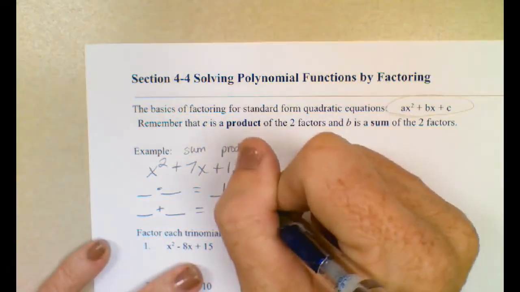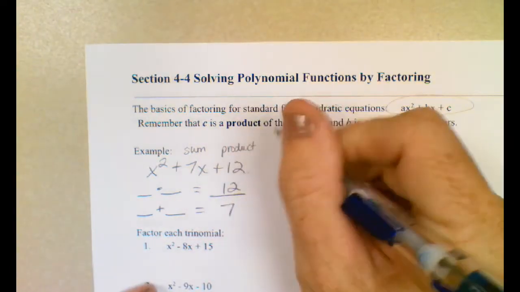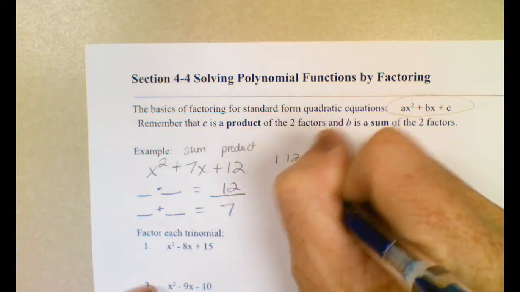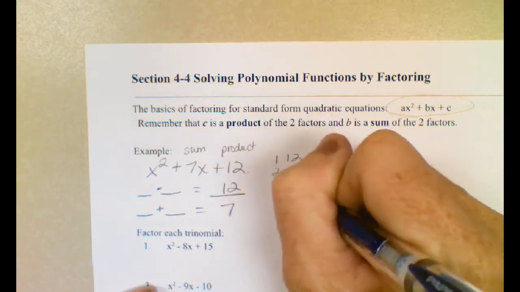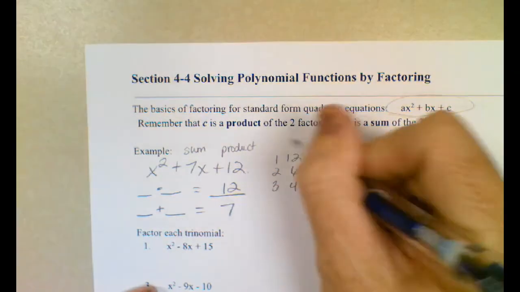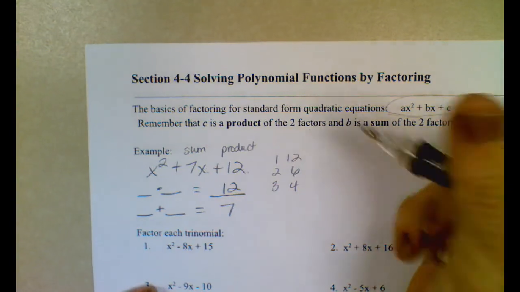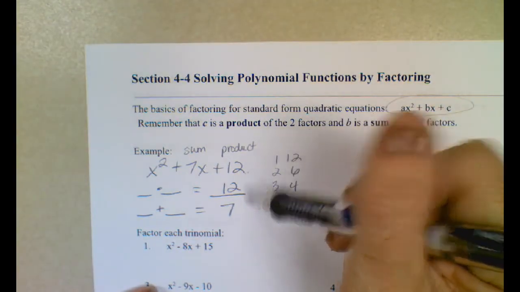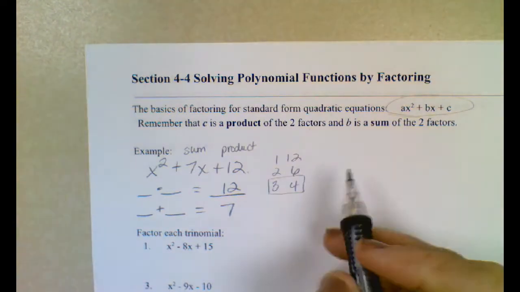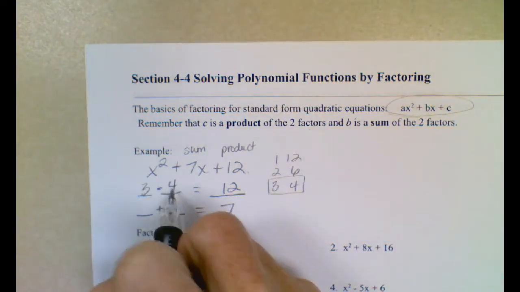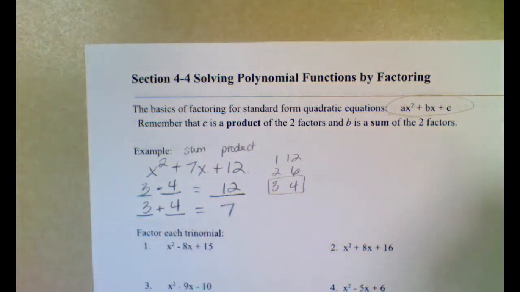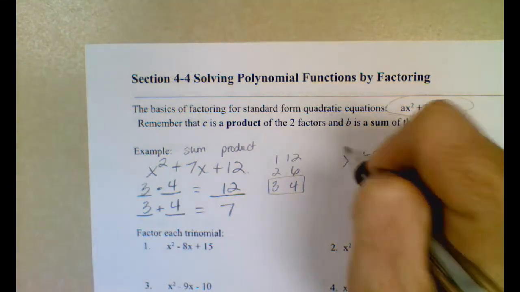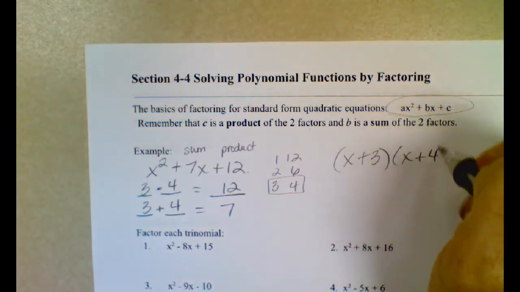So if you get really stuck and you can't see it, I want you to list out your factors of 12. So for 12 you have 1 and 12, 2 and 6, and 3 and 4. So now you know that those are all the factors, and all you have to do is look and see which pair has a sum of that middle term. And in this case, it is 3 and 4. So 3 times 4 equals 12, 3 plus 4 equals 7. So when you write those factors out, you would have x plus 3 and x plus 4.